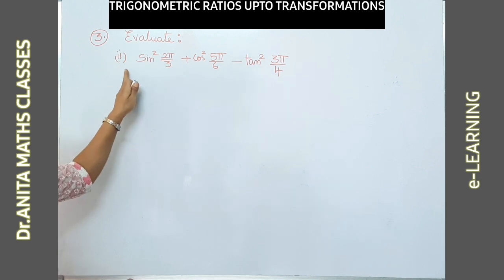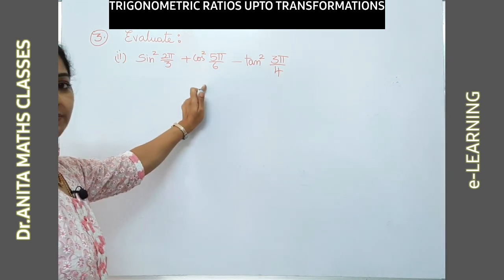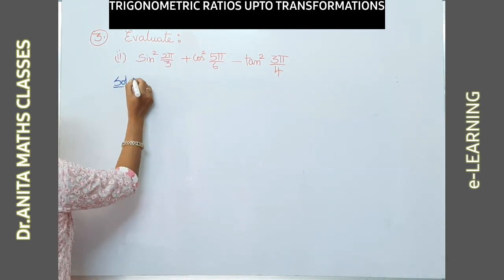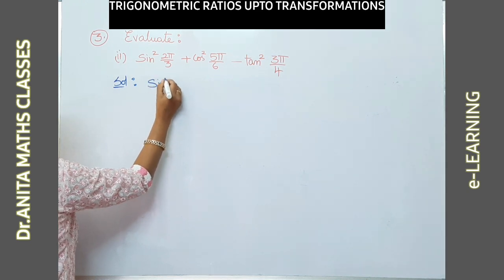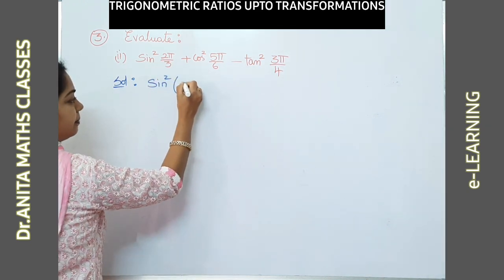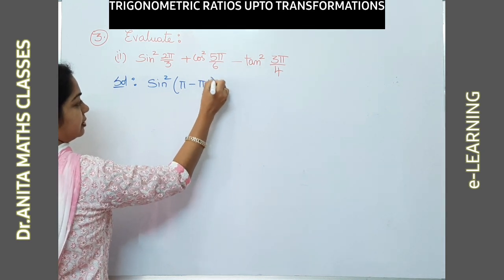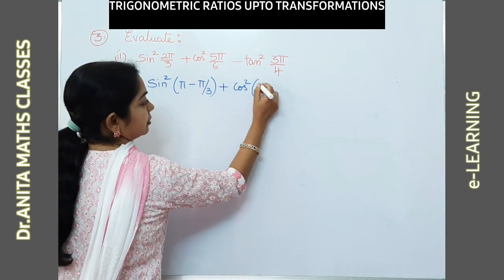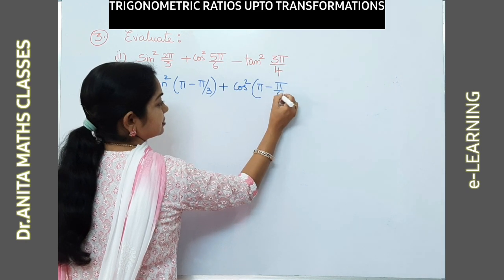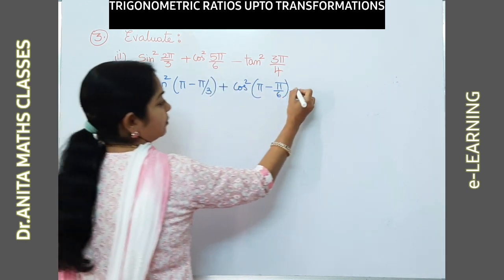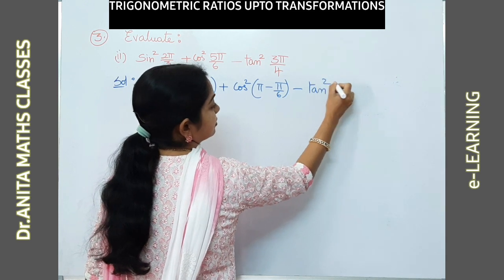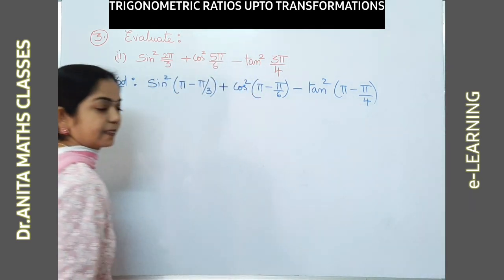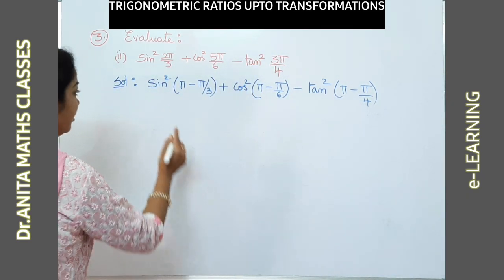The third problem: evaluate sine square 2 pi by 3, cos square 5 pi by 6, minus tan square 3 pi by 4. Okay, let's start this. Here we will split 2 pi by 3 as pi minus pi by 3, plus cos square pi minus pi by 6, so I can split 5 pi by 6 likewise, minus tan square pi minus pi by 4. Right, and the squares are also there. Now here we will start.